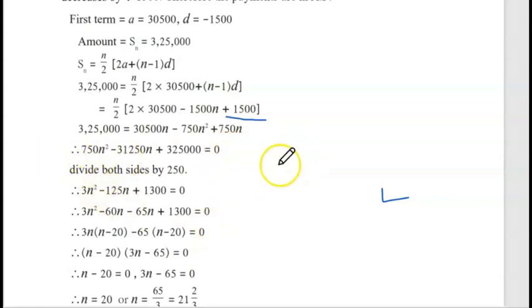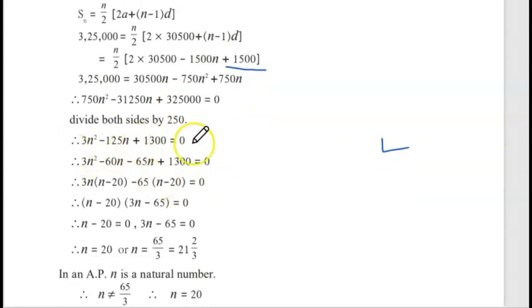Divide this whole equation by 250. 250 is a divide killer. Then you will get here 3n square minus, if we divide 31,250 upon 250, then you will get here 125 n. Next, 3,25,000 upon 250, then you will get here 1,300, and that's equal to 0.